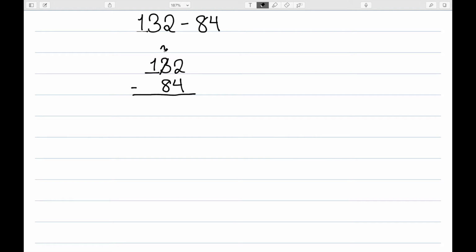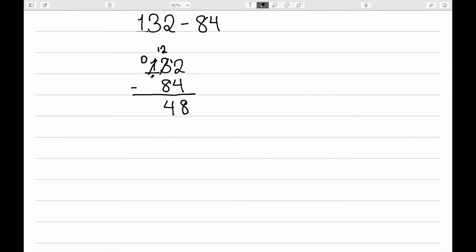We change the 3 to a 2 and bring a 1 over. So now I have 12 minus 4, which is 8. 2 minus 8, once again, I'm going to have to borrow. I'm going to change the 1 to a 0 and bring the 1 over. 12 minus 8 is 4, so my answer is 48.